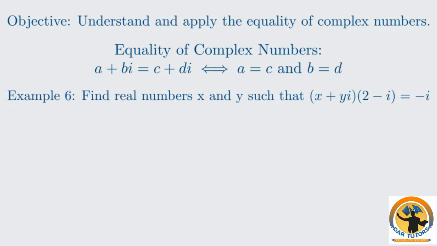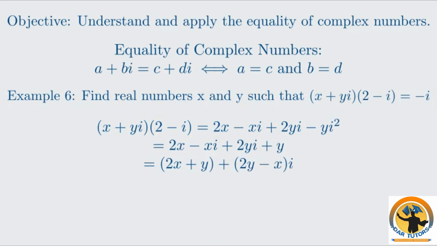Find real numbers x and y such that the product of x plus yi and 2 minus i equals negative i. Our goal is to find the values of x and y. First, let's expand the left side of the equation. We get 2x minus xi plus 2yi minus yi squared. Since i squared is negative 1, minus yi squared becomes plus y.